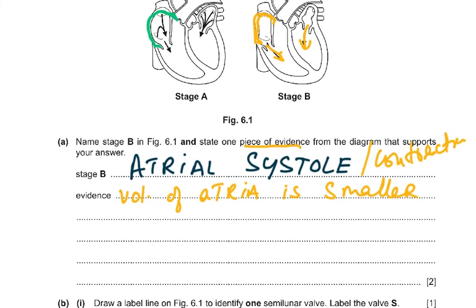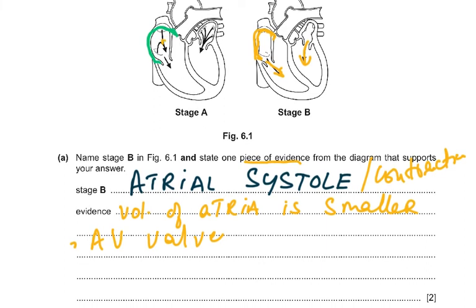And then, of course, it says why, and you have to give me some proof. So the volume of the atria is smaller, and the AV valves, the atrioventricular valves, are open. So blood is flowing from the atria to the ventricles, and this is what you're seeing here and here on both sides. So the atrioventricular valves are open, or you could have said the bicuspid and tricuspid valves are open. You could have used those words, or you could have said atrioventricular valves.